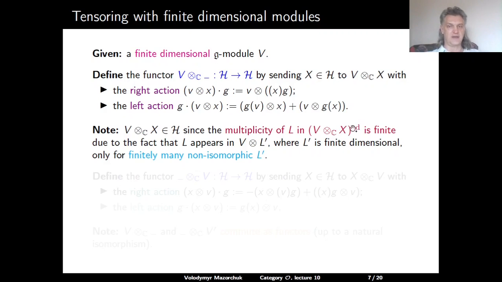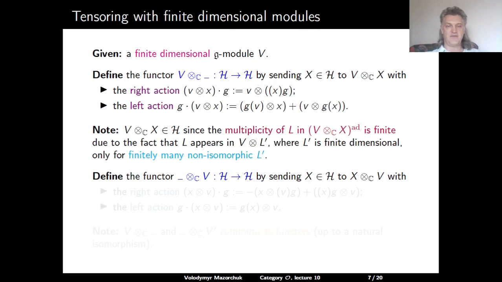This follows from the fact that our simple finite dimensional module V is fixed, and if we consider a tensor product of V with some other simple finite dimensional module L', then L can appear in such a tensor product with a non-zero multiplicity only for finitely many L'. And each of such L' has finite multiplicity in X, since X was a Harish-Chandra bimodule. It follows that the multiplicity of L in the adjoint version of V tensor X is finite.